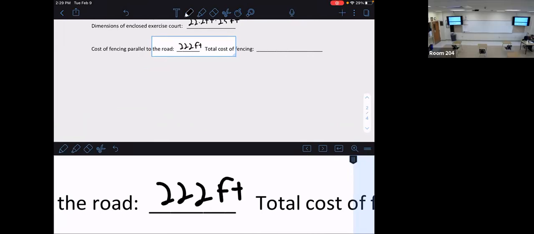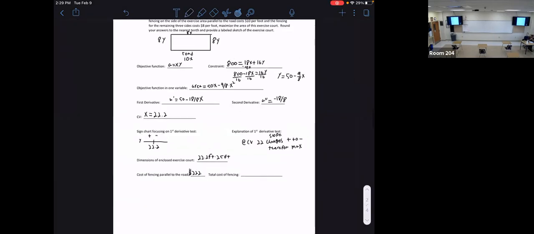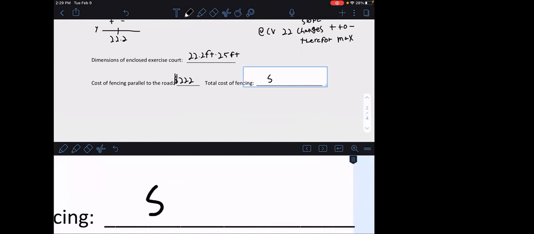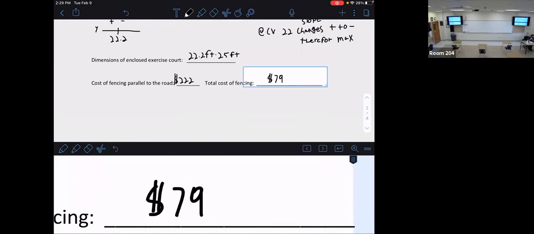Ben, so then go around and plug in all the other values, and you should end up getting, I got a total cost of fencing of $799.60. That was 799.60. And I was happy with that because of the rounding of the 22.2. That's why it's slightly less than the 800 that was available, but it does round to 800, so I thought I was good there. Okay, so that's the second big problem.